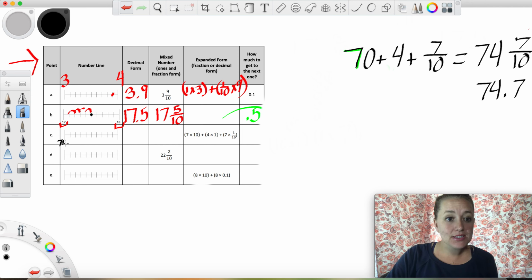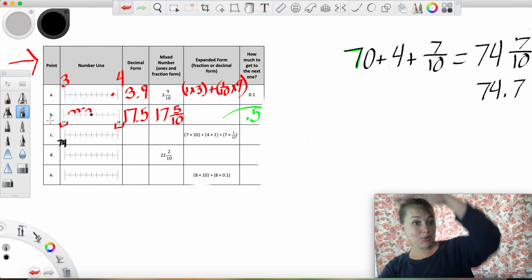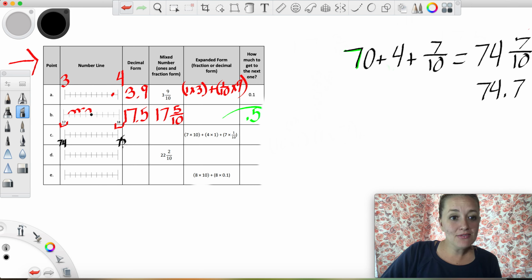Here is 74. My next one up would be 75. And I'm at 7/10, so I'm going to count 7. 1, 2, 3, 4, 5, 6, 7. This is where it would be. Did you get that right? My decimal form, I've already written that, 74.7. My mixed number, 74 and 7/10. And I just need 3/10 more to get to the next one. You did great. Don't forget to do your exit ticket, and goodbye.